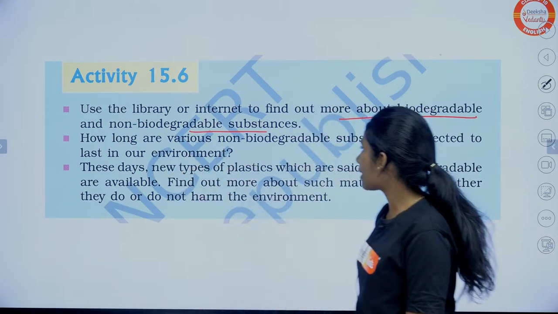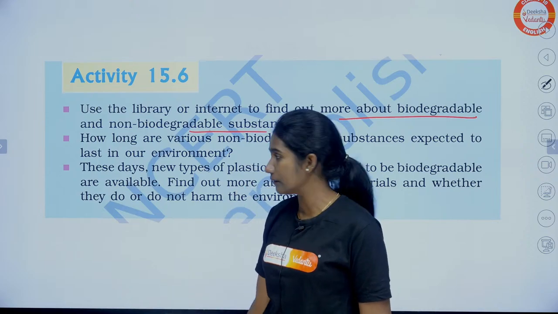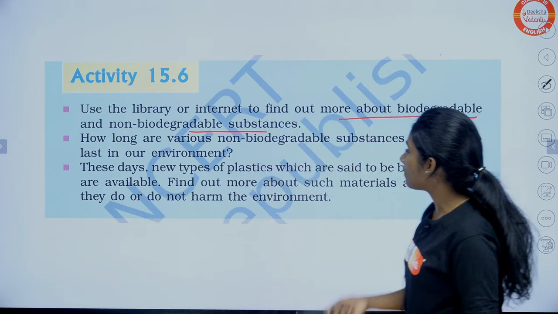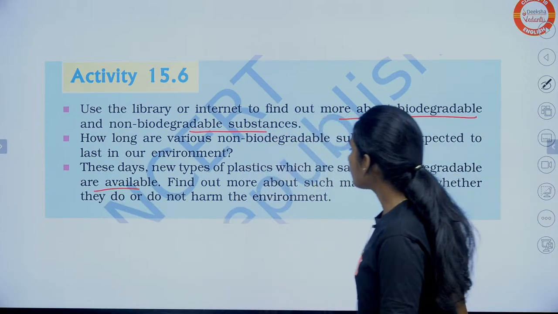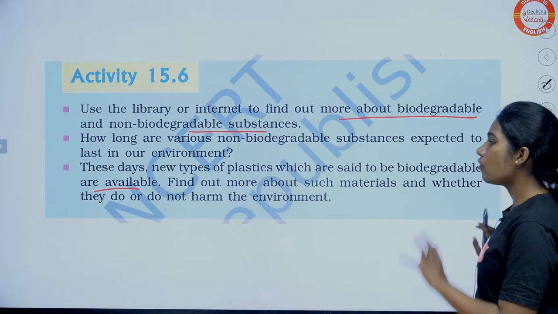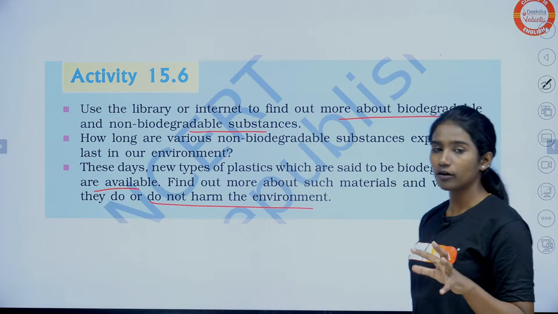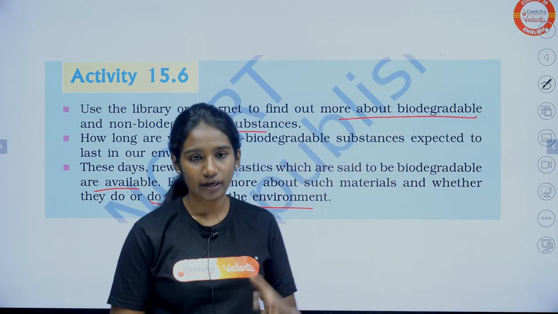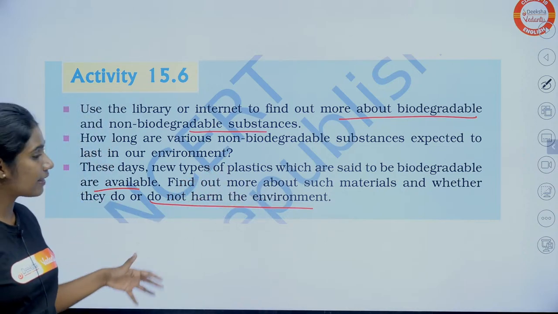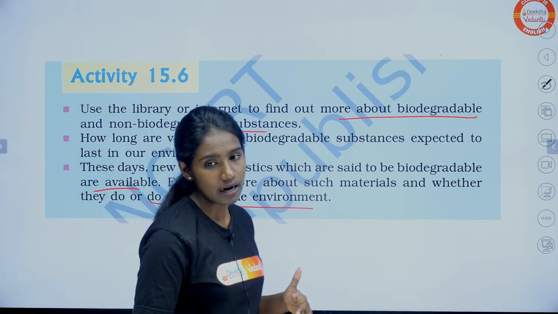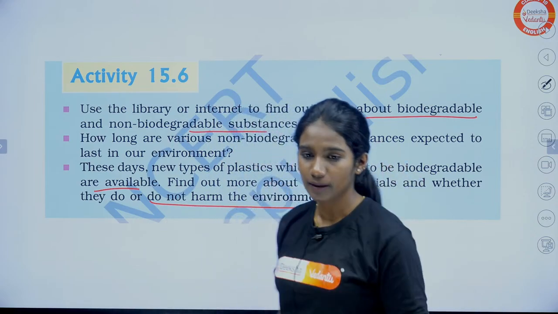How long are various non-biodegradable substances expected to last in our environment? And then these days, new types of plastics which are said to be biodegradable are available. Find out more about such materials, whether they do or do not harm the environment. First, you will have to find out what are non-biodegradable and biodegradable waste and how long will they last in our environment. And then nowadays there are certain plastics that are available in the market which are biodegradable. You will have to name them.